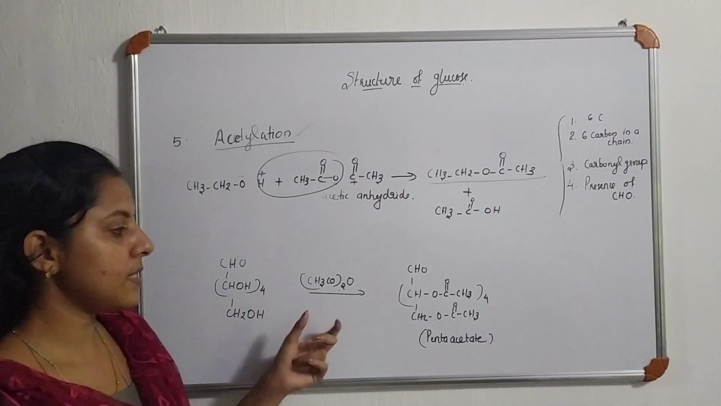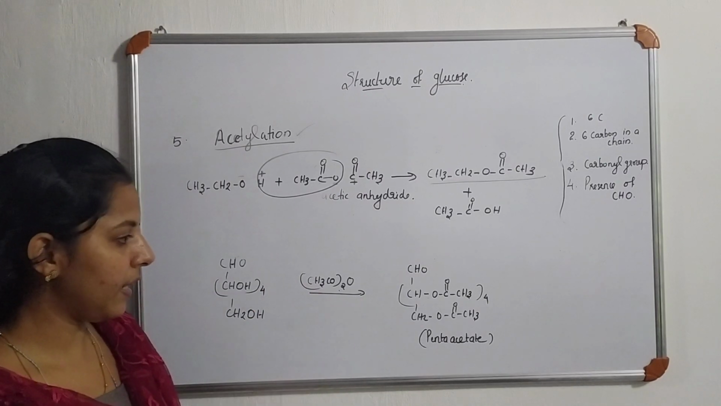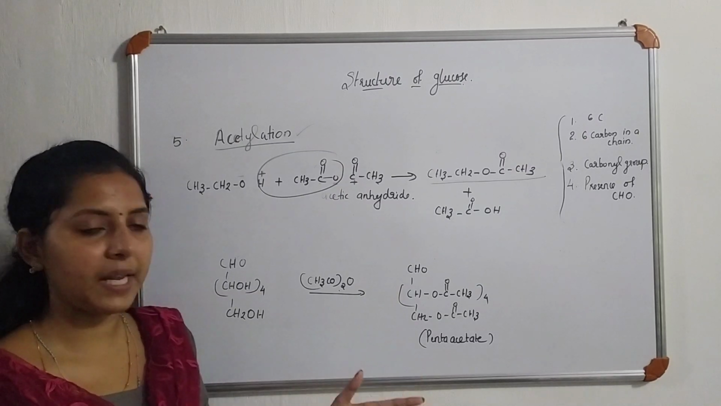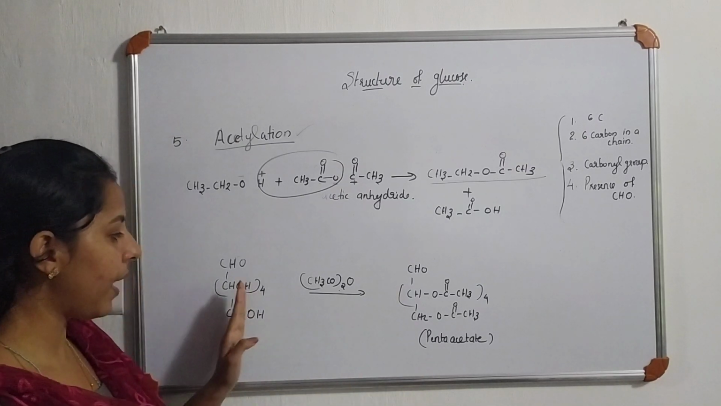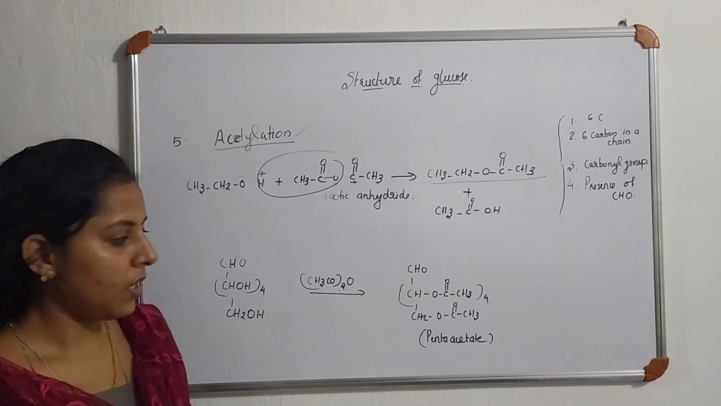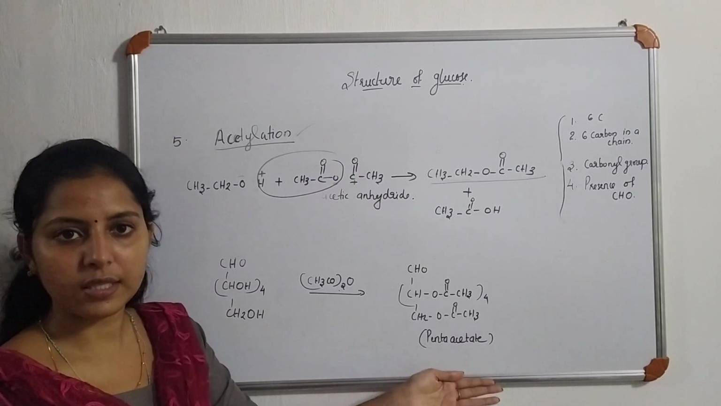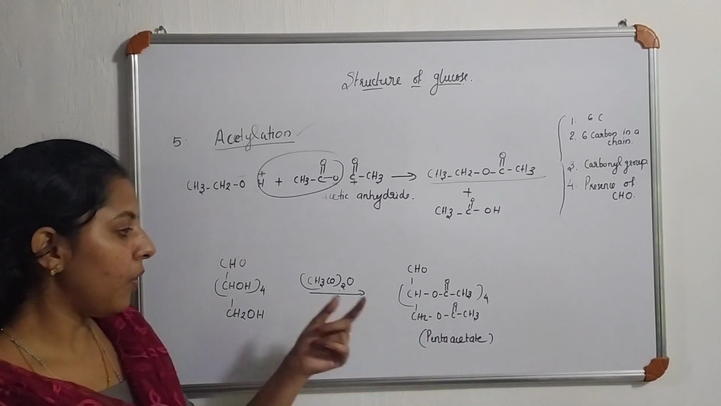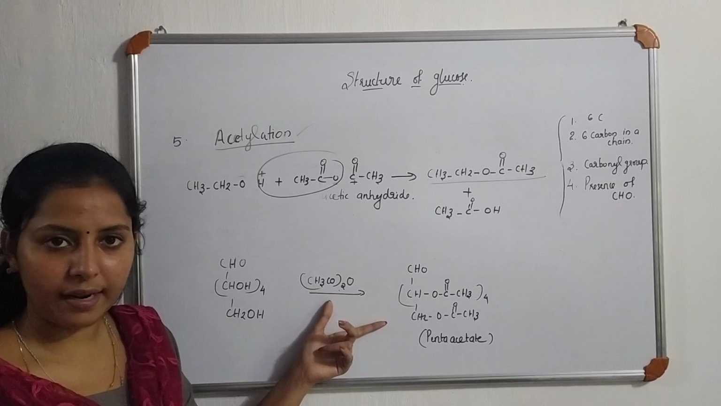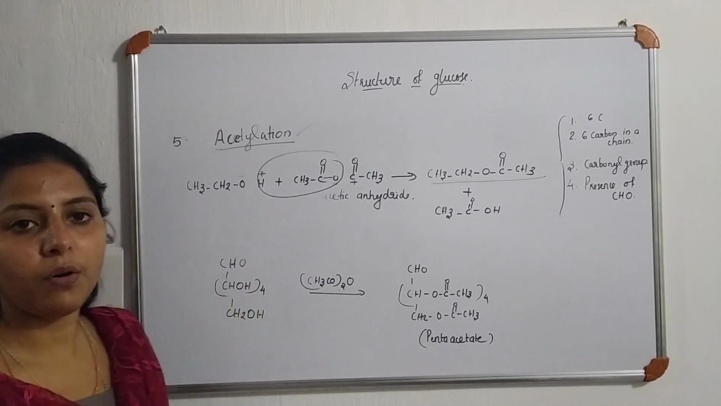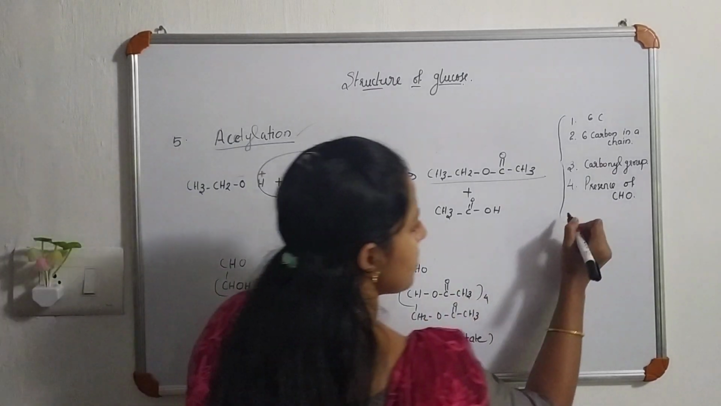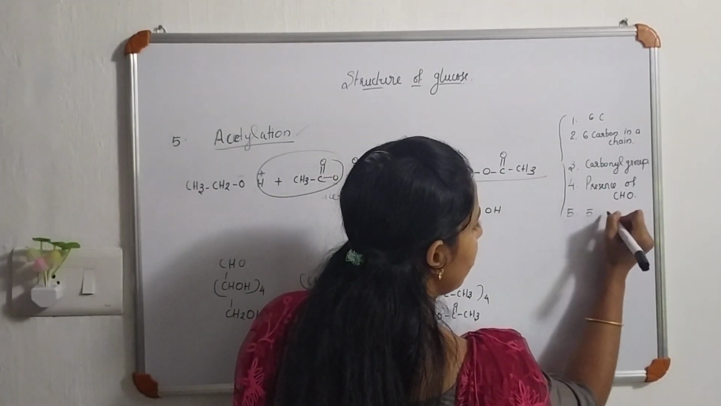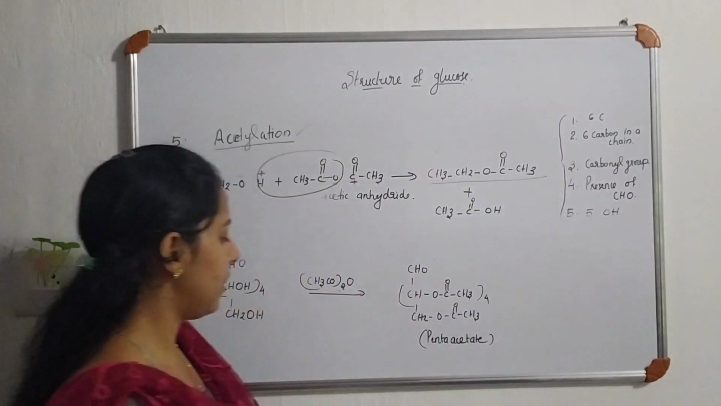When glucose undergoes such an acetylation reaction with acetic anhydride, we get a pentaacetate derivative. That means there are 5 OH groups in glucose. So the formation of this pentaacetate product on reaction of glucose with acetic anhydride indicates the presence of 5 OH groups in glucose. So we get another fact about glucose, that there are 5 OH groups in glucose.